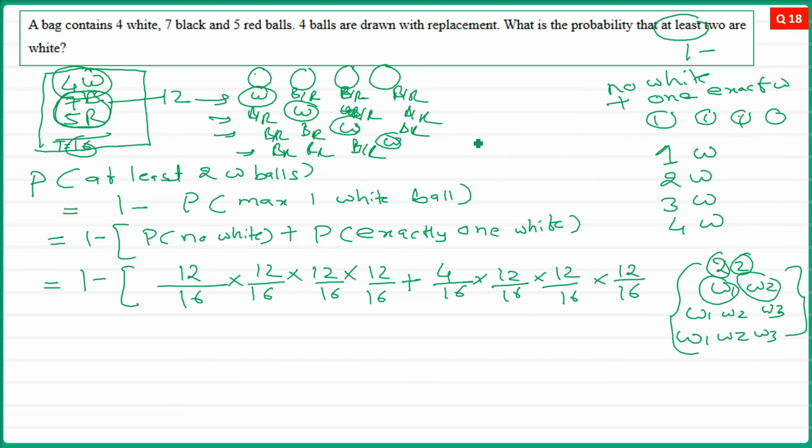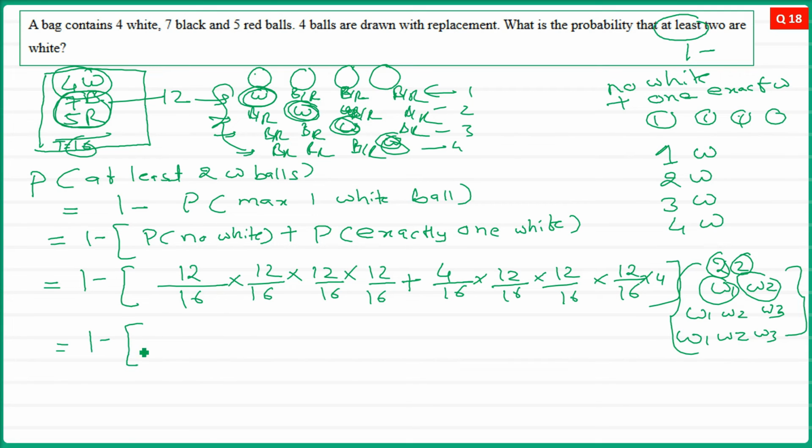But there is one more thing. I just told you that there are 4 arrangements here. White can be the first ball, second ball, third ball, fourth ball. So these are 4 combinations, or you can say 4 arrangements to be precise. So multiply it by 4. So these are the permutations which we are interested in.